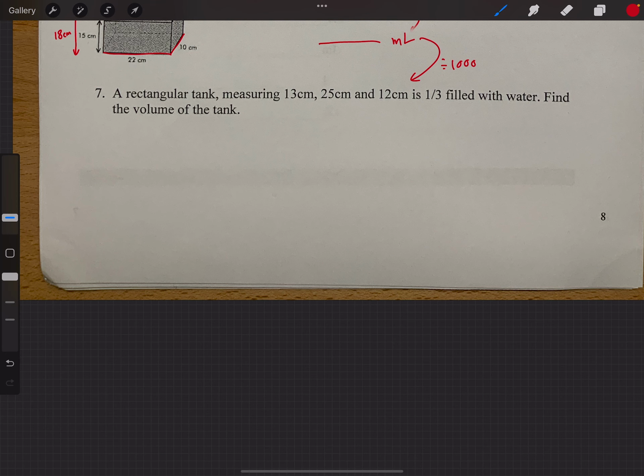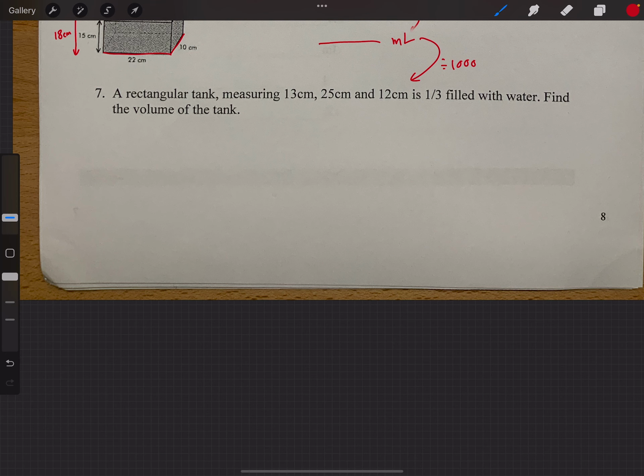So that means whatever answer you get here, you have to divide it by 3. We want to see how much water there will be when it's 1/3 full. And one third is just when you divide a number by 3. So whatever answer you get there, just divide it by 3 and you will get the answer in centimeters cubed. And that's how much water.